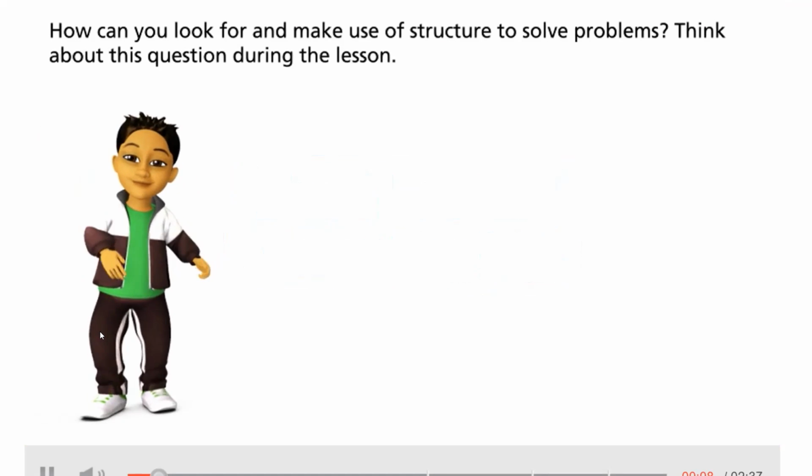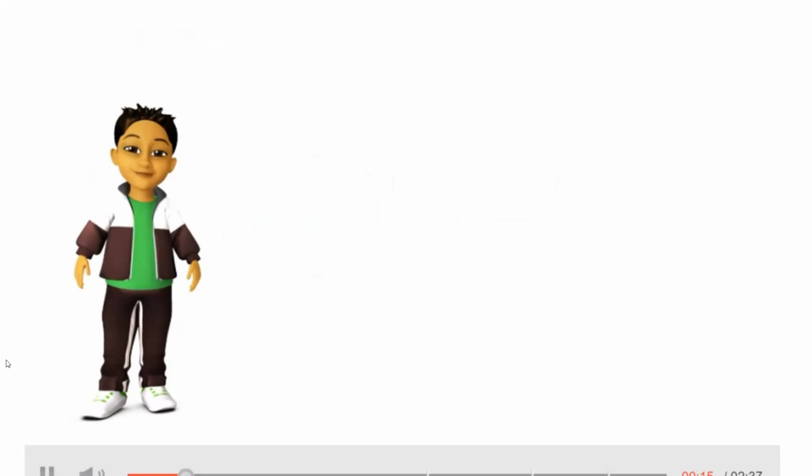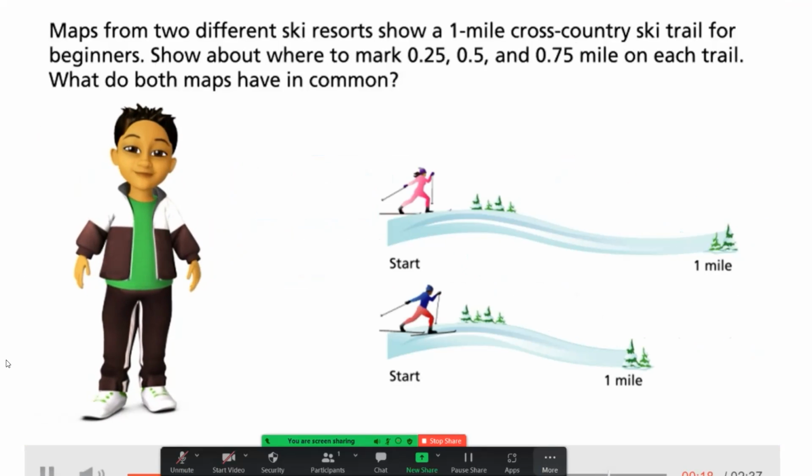How can you look for and make use of structure to solve problems? Think about this question during the lesson. Maps from two different ski resorts show a 1-mile cross-country ski trail for beginners. Show about where to mark 25 hundredths, 5 tenths, and 75 hundredths mile on each trail. What do both maps have in common?